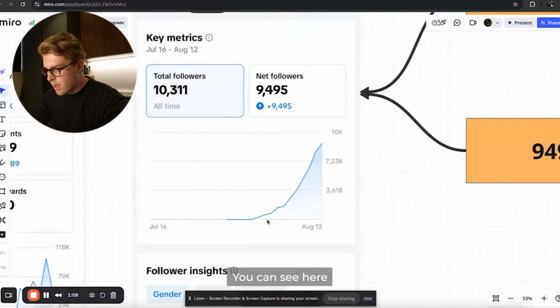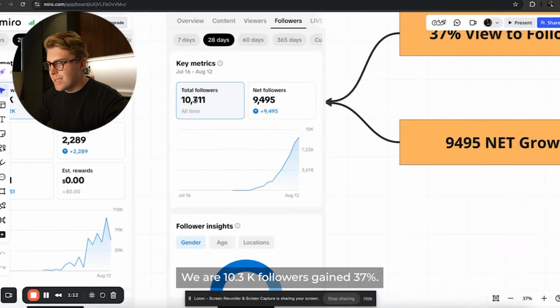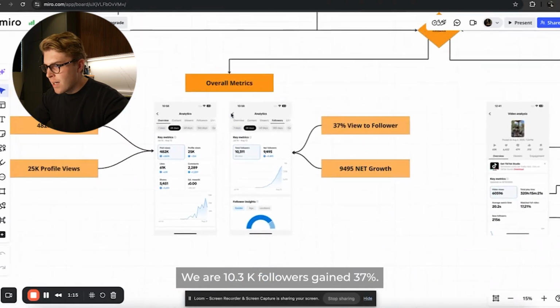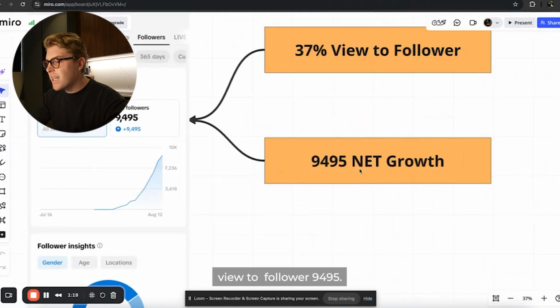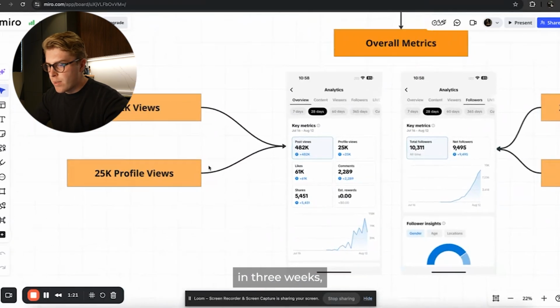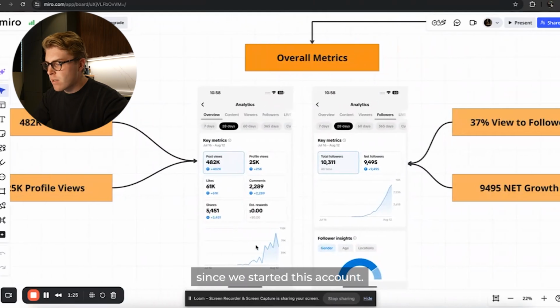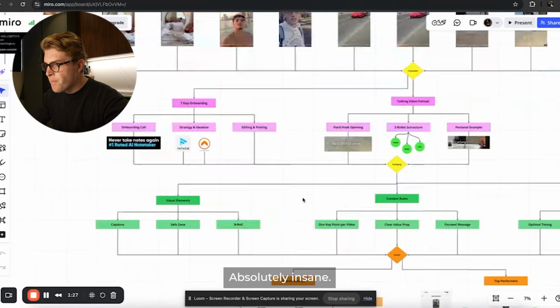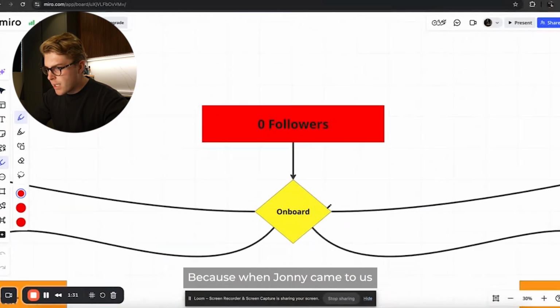You can see here, less than 3 weeks, July 16 to August 12, we had 10.3k followers gained, 37% view to follower, 9,495 net follower growth in 3 weeks, 25k profile views, and 482,000 views since we started this account. Absolutely insane.